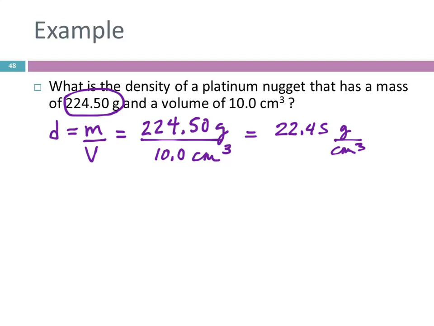Now, how many significant figures should that answer have? It should have 3, because this number in the bottom has 3. So I wrote down what my calculator says, and then I'm going to rewrite it with the correct number of significant figures. I need to round that 4 up to a 5. And there's my answer. Any questions? The density equation, density equals mass over volume, is something you need to memorize.